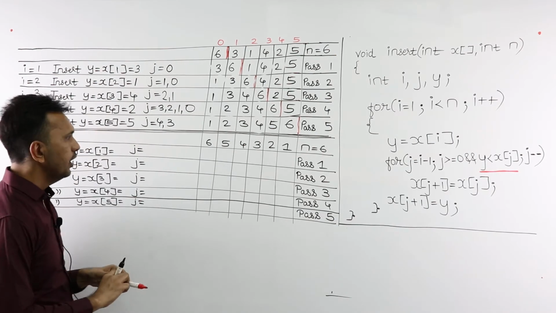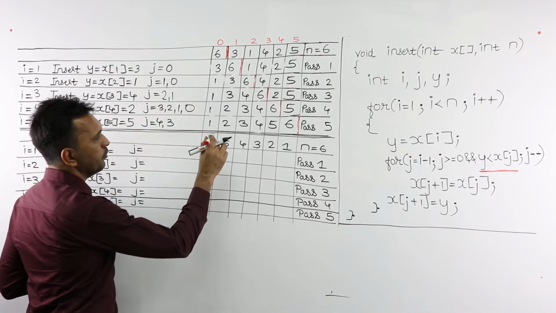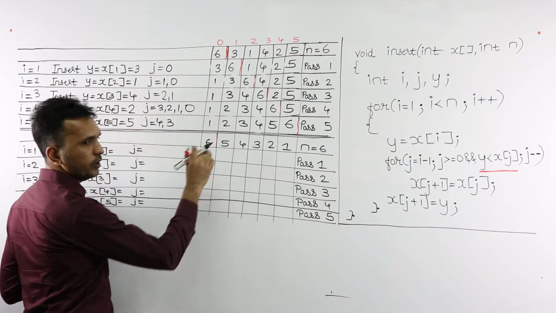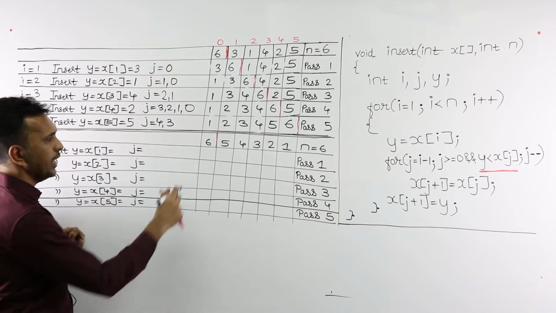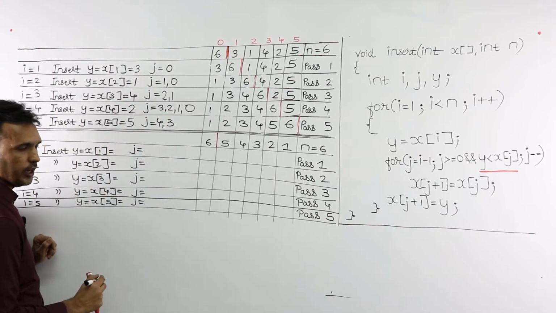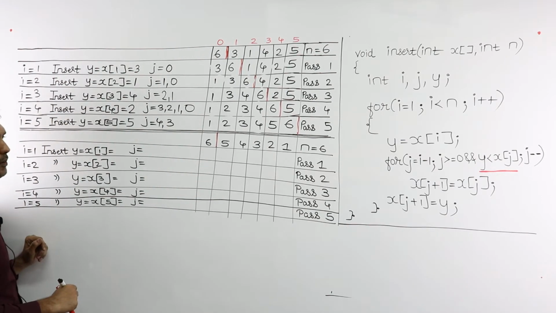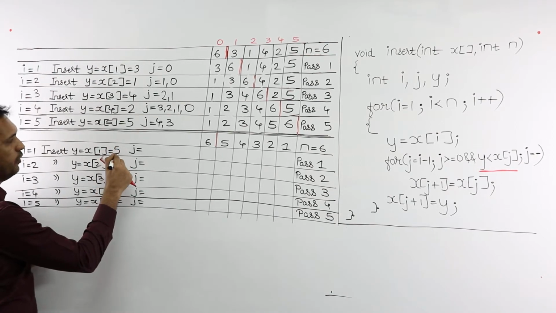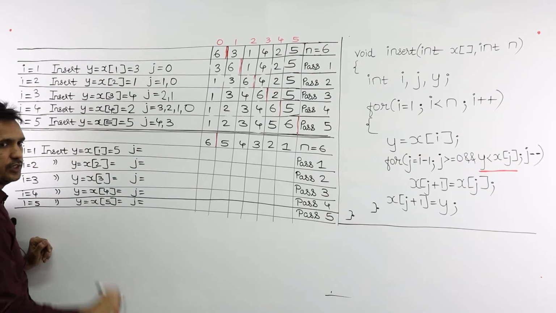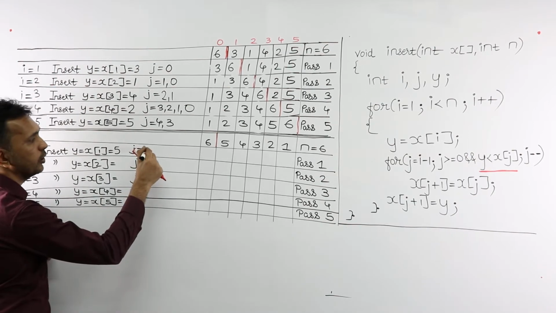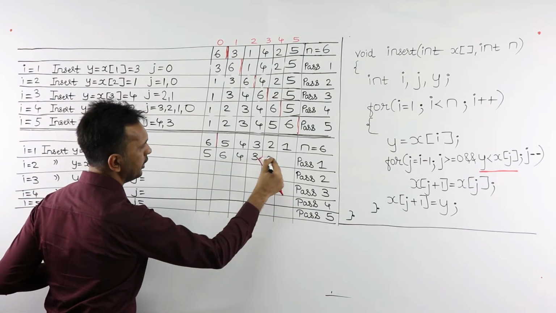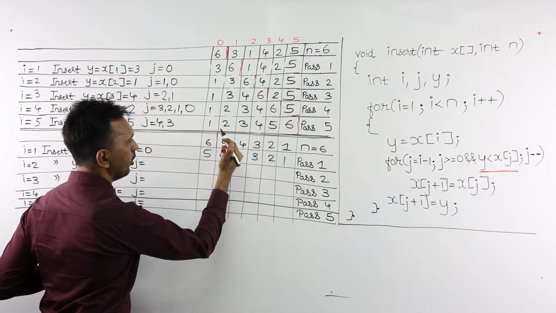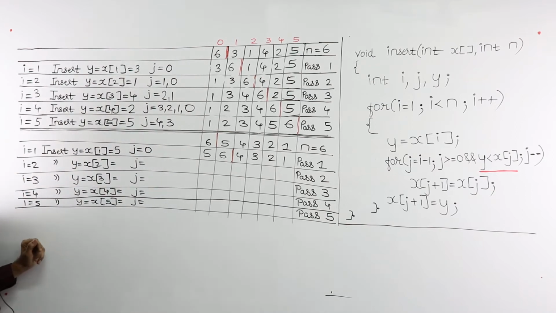Now, the imaginary wall is after 6. Okay, this is your last attempt to understand this. Pay attention. Imaginary wall is after 6. Who is the first y? The first y is 5. Is 5 less than 6? True. So, j equal to 0. This becomes 5, 6, 4, 3, 2, 1. Imaginary wall over here.